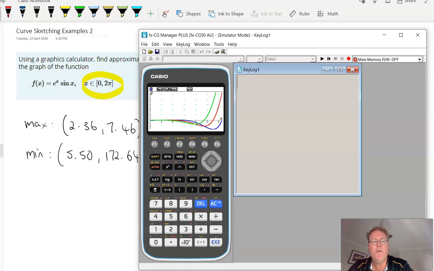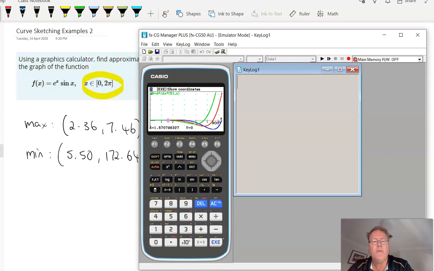Okay, and we know that there are points of inflection. If you remember from the previous video, the points of inflection occur at the roots of the second derivative. So what we're going to do is we're going to G-solve, and we're going to find the roots. We've got to tell it which one. We don't want that one. We don't want that one. So I'm just arrowing down until I get to my second derivative function, which is the yellow one, and hit execute.